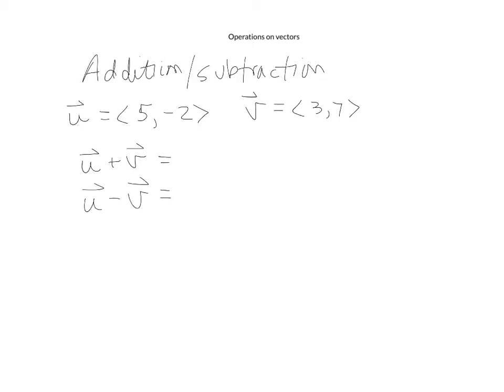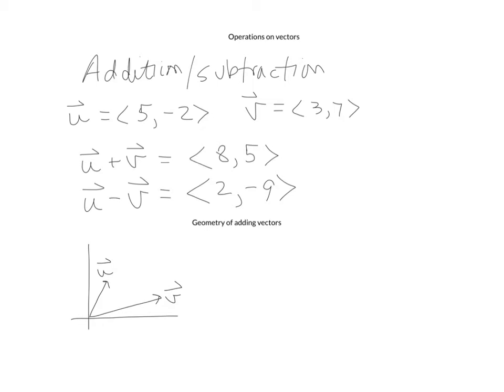Yes, I bet you're right. It is as easy as you think. When you add the vectors, you simply add up the x components and you add up the y components. And when you subtract, you do the same thing. So u minus v would be 5 minus 3, and minus 2 minus 7. And that's as easy as it is to add and subtract vectors.